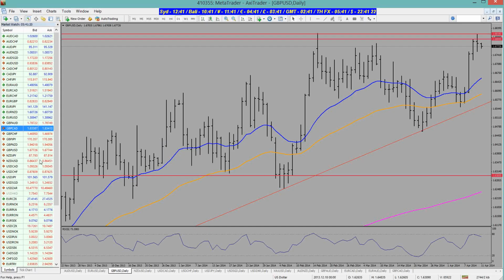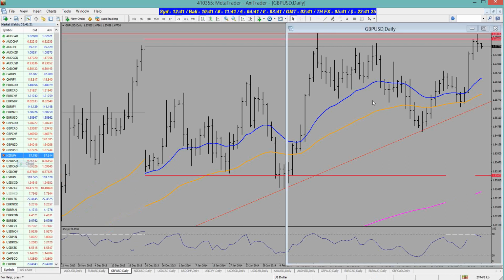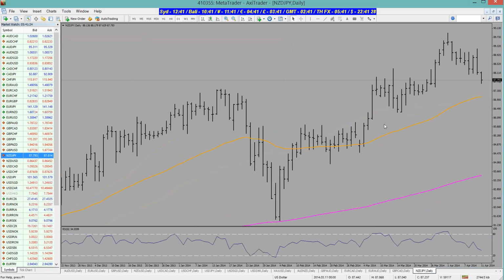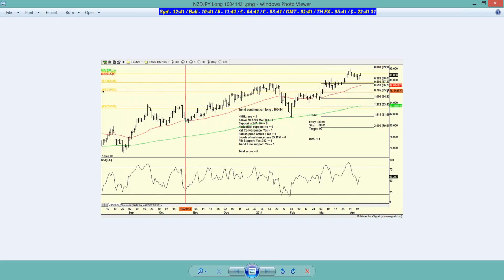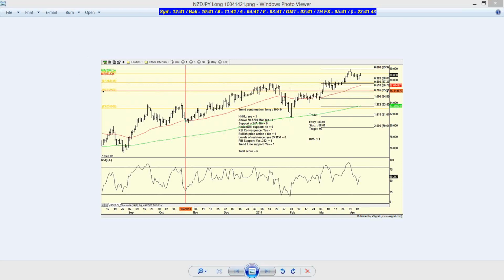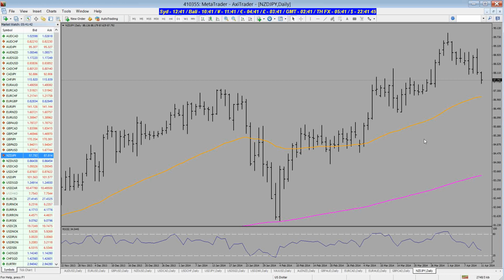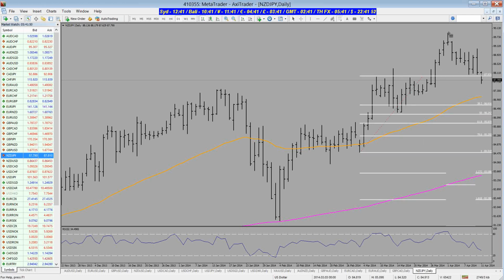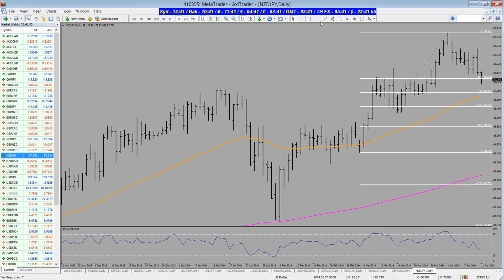Kiwi Yen. Why did you send this to me? You sent this to me today. Is that Kiwi Yen? Doesn't say on the chart. Must have taken the screenshot at some point yesterday. You need that strong support line, which is obviously there somewhere.